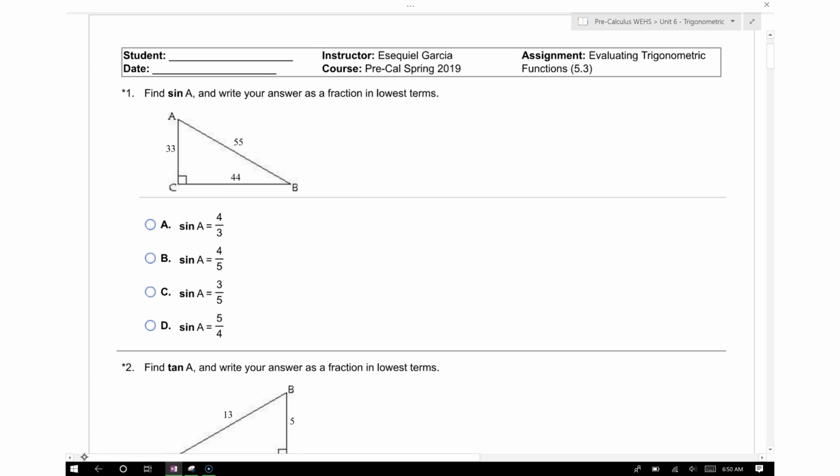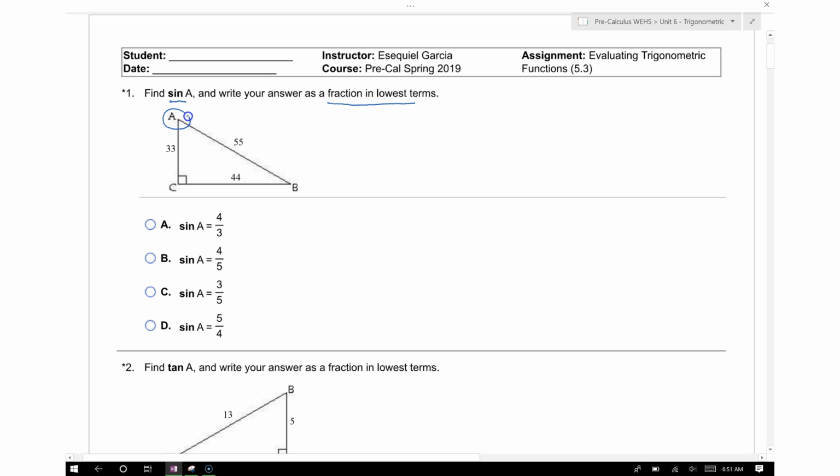This assignment is called Evaluating Trig Functions. Class, I'm going to go ahead and explain some assignments, problems from section 5.3. Here it says find sine of A. Write your answer as a fraction in lowest terms.